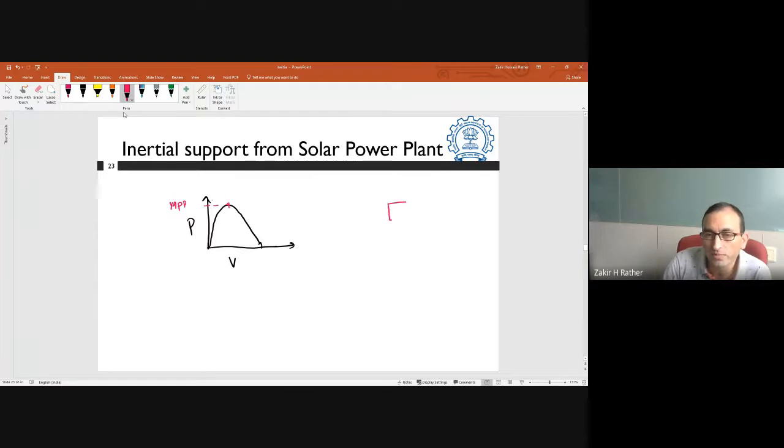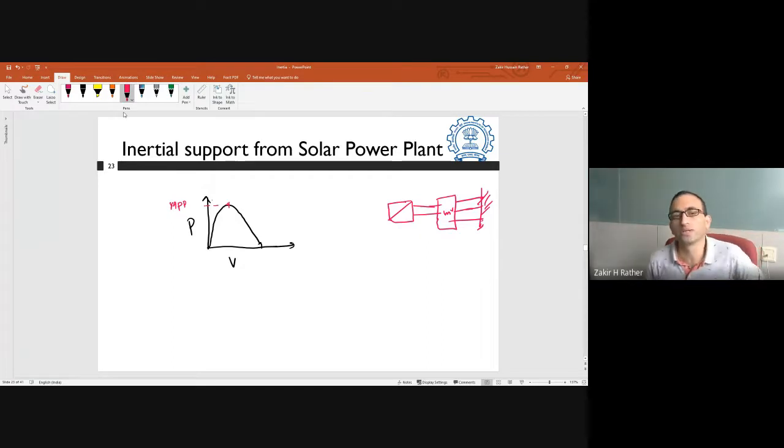If the solar PV system is operating at MPP, this is the inverter, this is the grid. If it is operating at MPP, it doesn't have rotational mass, that is anyway absent. The stationary devices don't have any additional energy that they can provide as inertial power to the grid. So therefore, if the solar PV system is operating at MPP, it cannot provide inertial support to the grid. However, if you want to have inertial power from the solar PV system, a pure solar PV system without any storage, then what you need to do is operate it at a suboptimal point.